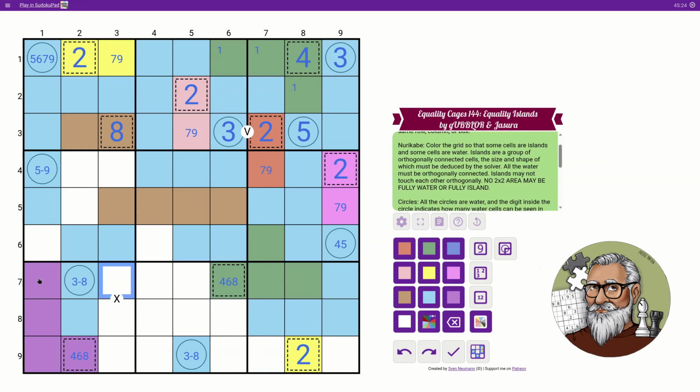Very slow going. Could it be green? 1, 2, 3, 4, 5, 6, 7. Well, yeah, we're gonna need to add one, say here or there to be helpful.